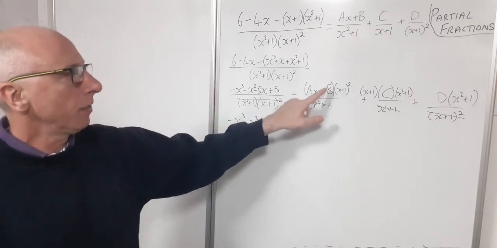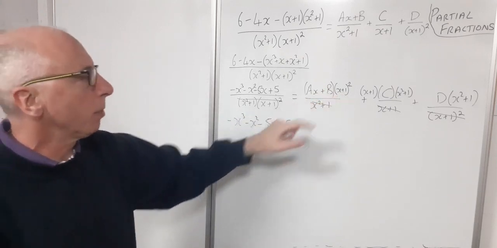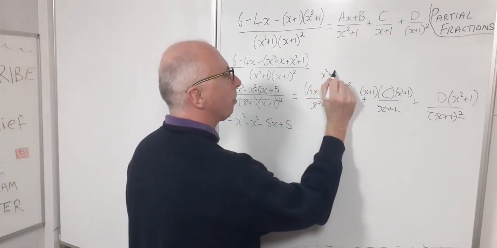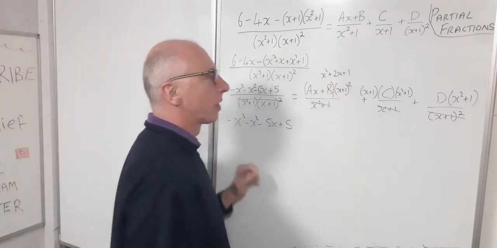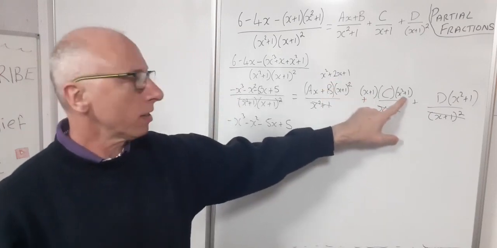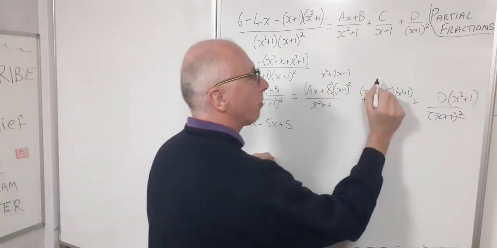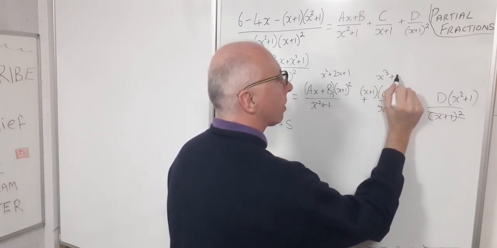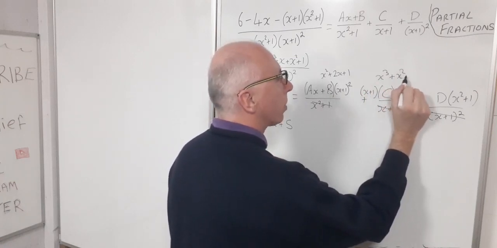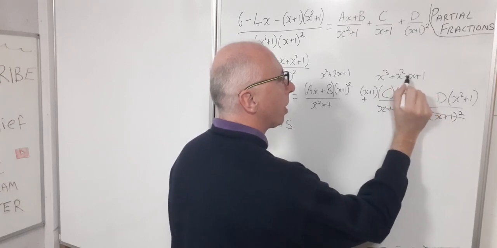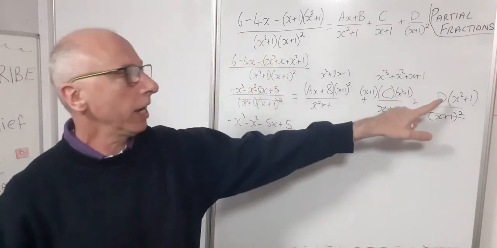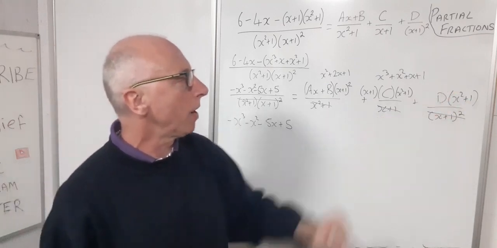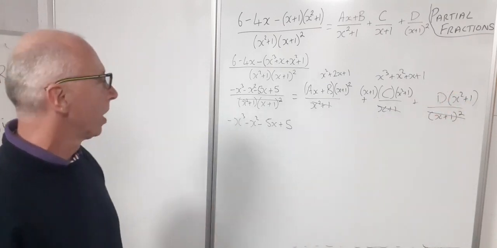Now here I need to FOIL these all out. So x plus 1 squared, if I just rewrite that, that will give us x squared plus 2x plus 1. Then the x plus 1 with the x squared plus 1, that will give me x cubed plus x squared plus x plus 1. And this one here will just stay as it is with the d multiplied by that. So no need to FOIL that one out.